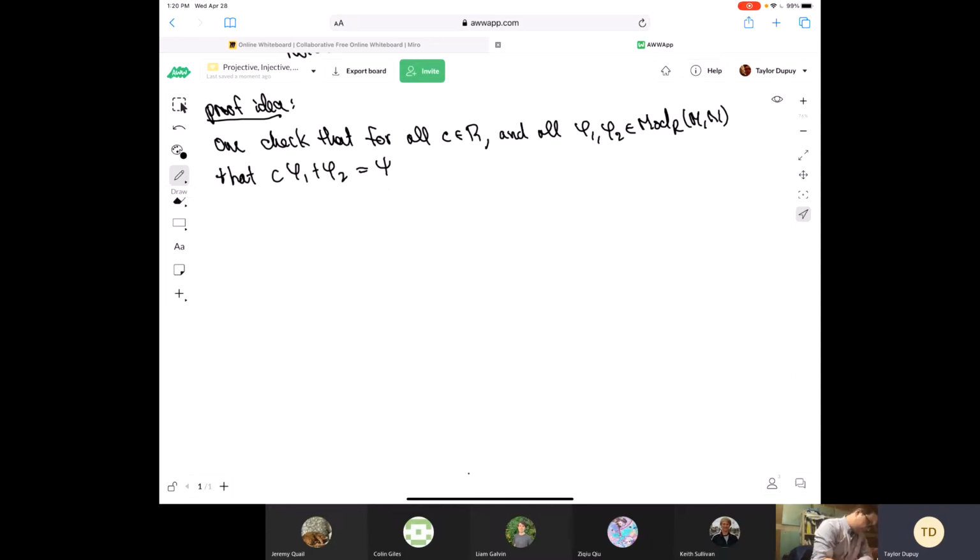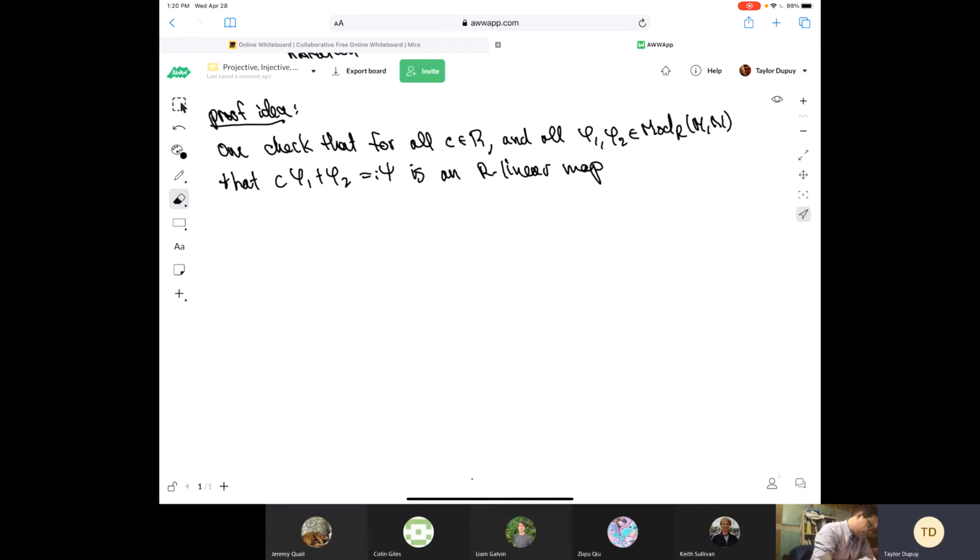That c times phi1 plus phi2, which we call psi, defined this way, is an R linear map. Okay, so this means that, let me just take the definition.